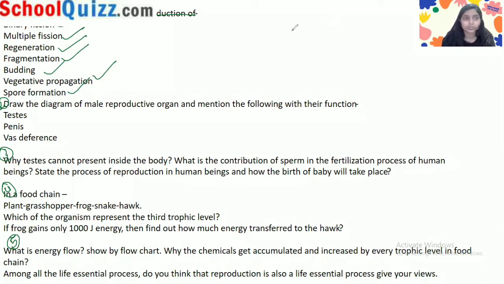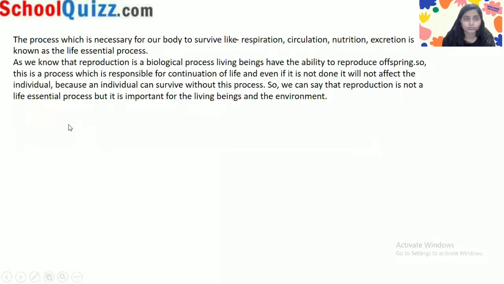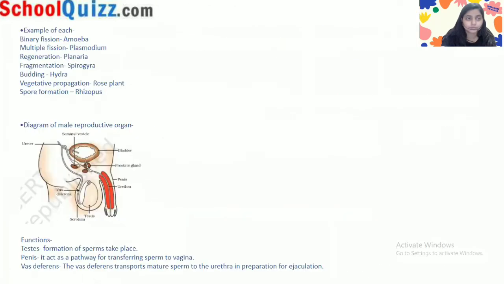So let's discuss the first question. You have to give the example of each asexual reproduction. This is a very simple answer. What is the example of binary fission? Yes, the amoeba. For multiple fission, we have the example of plasmodium. Regeneration, planaria. Fragmentation, spirogyra. Budding, we have the example of hydra. Vegetative propagation, you can give the example of the rose plant. Spore formation, you can give the example of rhizopus. So these are some examples of all the asexual reproduction, whatever is asked in the question, right?